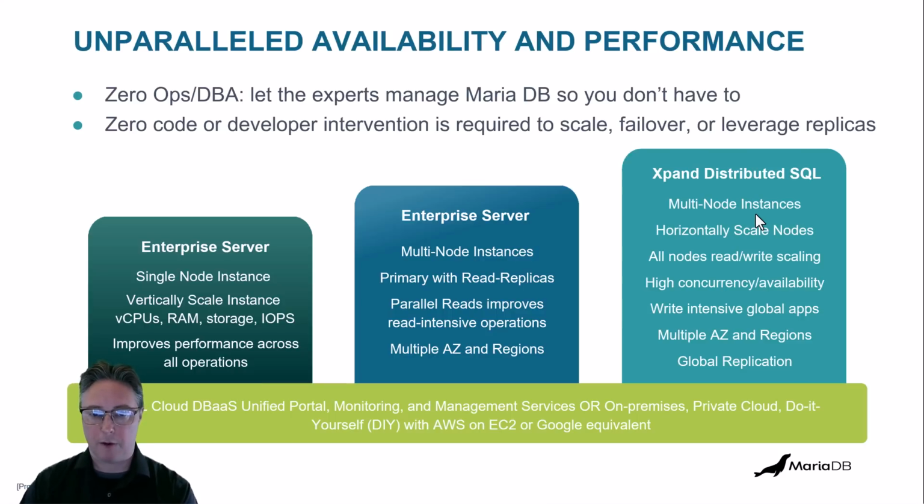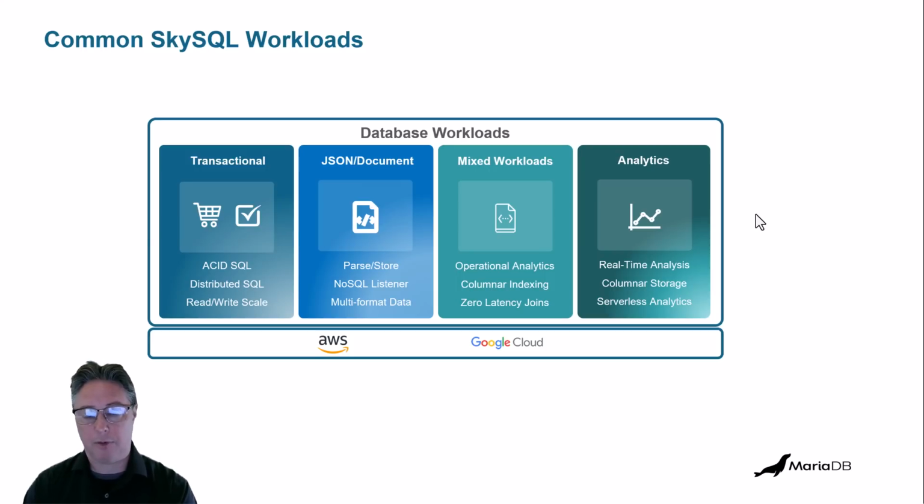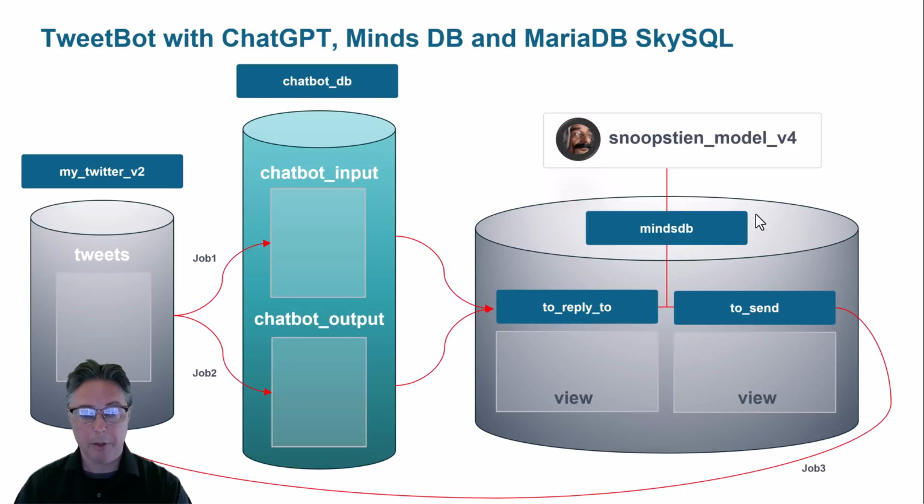You have the experts from MariaDB managing your cloud service and providing that service level agreement, so you don't have to, right? And doing a lot of that DBA work, while trying to minimize impact to your application, so that you're not rewriting app code to achieve things like scalability, failover, or replica leverage like you would if you were sharding. And so that drives a bunch of different workloads for MindsDB, SkySQL, MariaDB applications, everything from transactional to JSON document workloads and mixed analytic workloads, and all this is on top of Amazon and Google Cloud with Azure coming soon. So what are we going to build today?